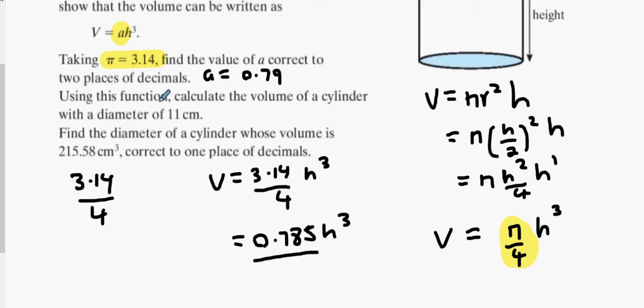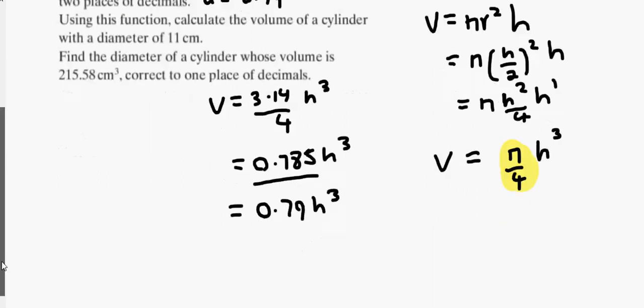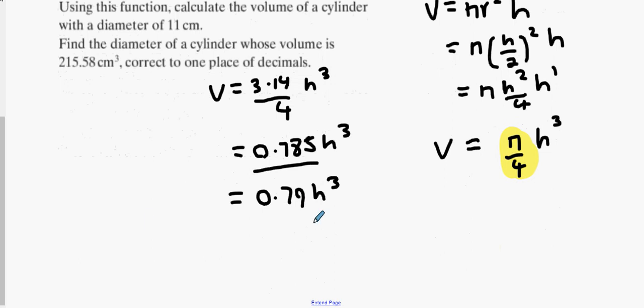Using this function, calculate the volume of the cylinder with a diameter of 11. That's easy. If the diameter is 11, what's the height? 11. So what do I do with my formula? It's now 0.79 h cubed. So what do we replace h with? 11. 0.79 times 11 cubed.